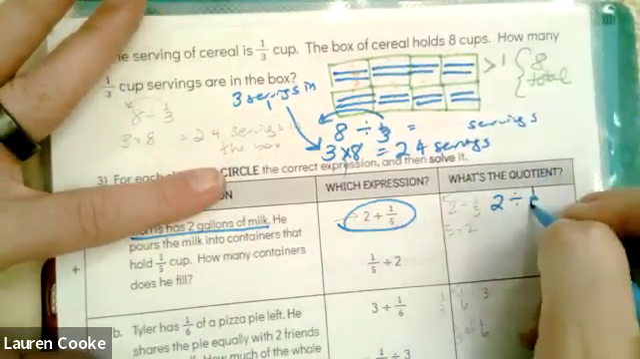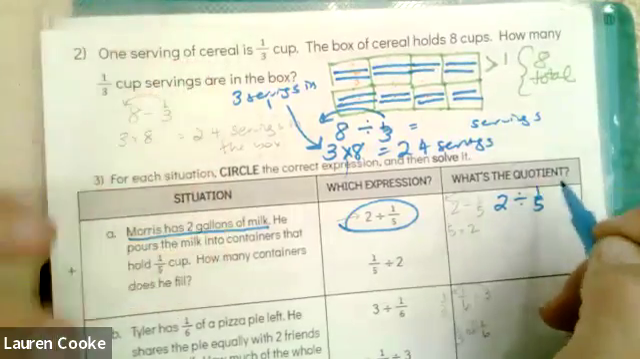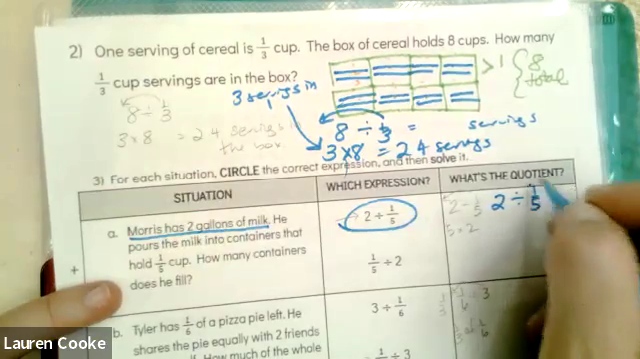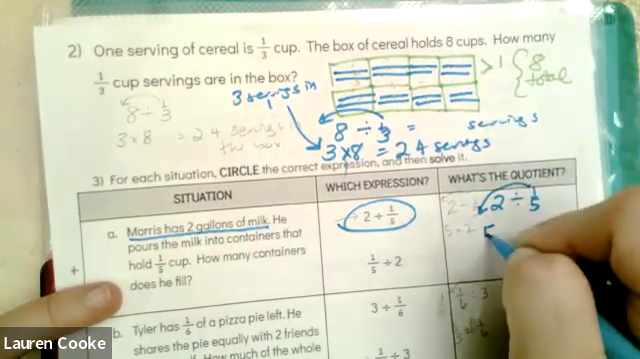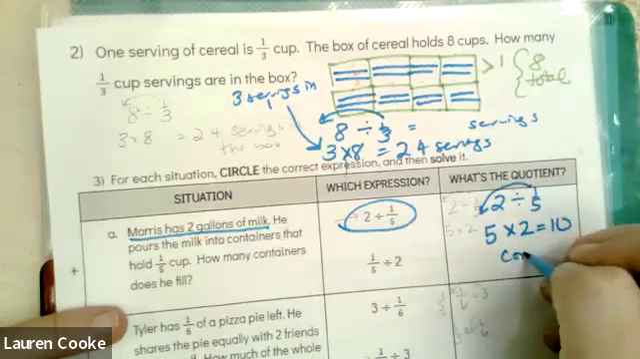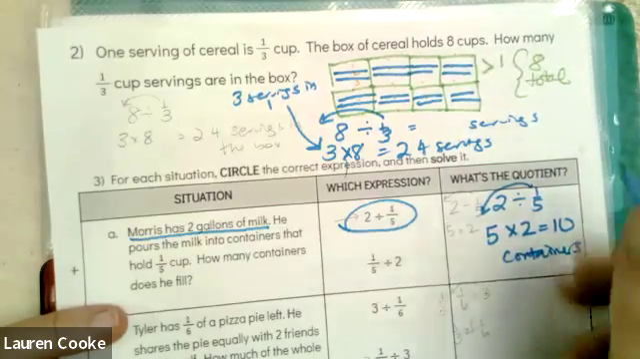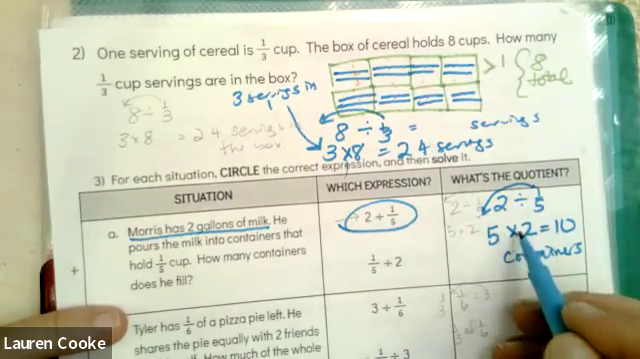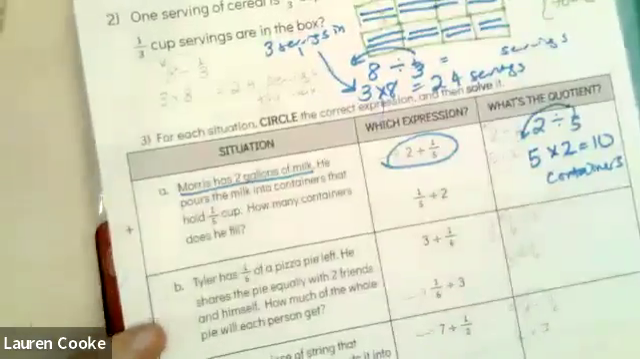2 divided by 1/5. How many 1/5s in 1? 5. 5 times 2 is 10 containers. Right? How many 1/5s in 1? 5 of them times 2. Okay, let's look at the next one.